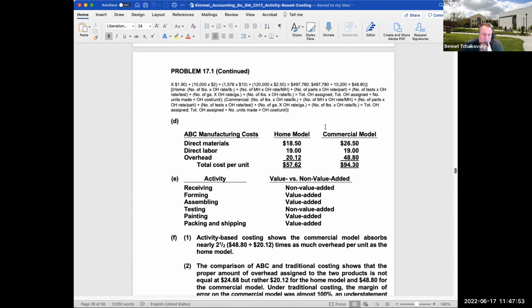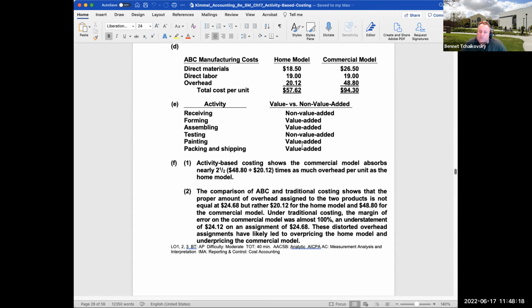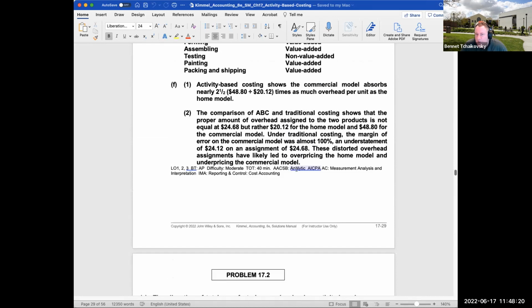When I look at this in terms of whether it's value added or non-value added, I'm assuming what that means. If I didn't know what that means, I'd just look it up. But I guess non-value added is something that's not directly related to the product, but has more to do with something like testing or receiving. And then over here, this is just more of a discussion of it.